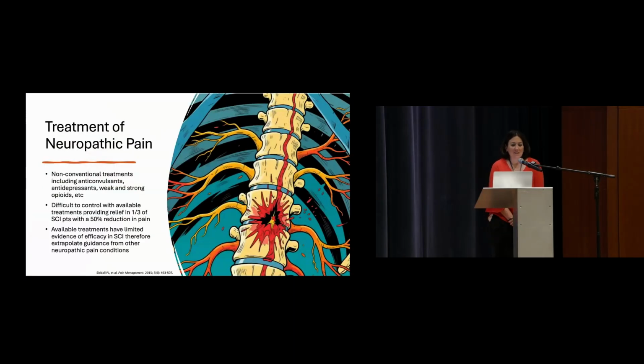For the treatment of neuropathic pain, as many of you know, we use non-conventional treatments. These often involve anticonvulsants, antidepressants, sometimes different opioids. It's really difficult to control neuropathic pain. The best relief we get sometimes is a 50% reduction in pain. In fact, that's the target that's looked at in a number of studies. And only about a third of patients will actually have adequate relief of their spinal cord injury neuropathic pain.